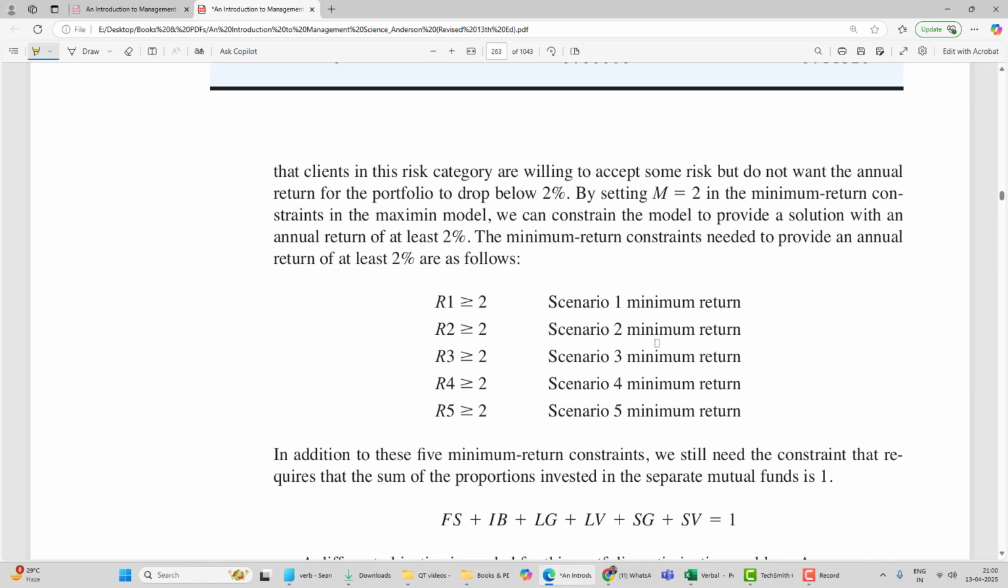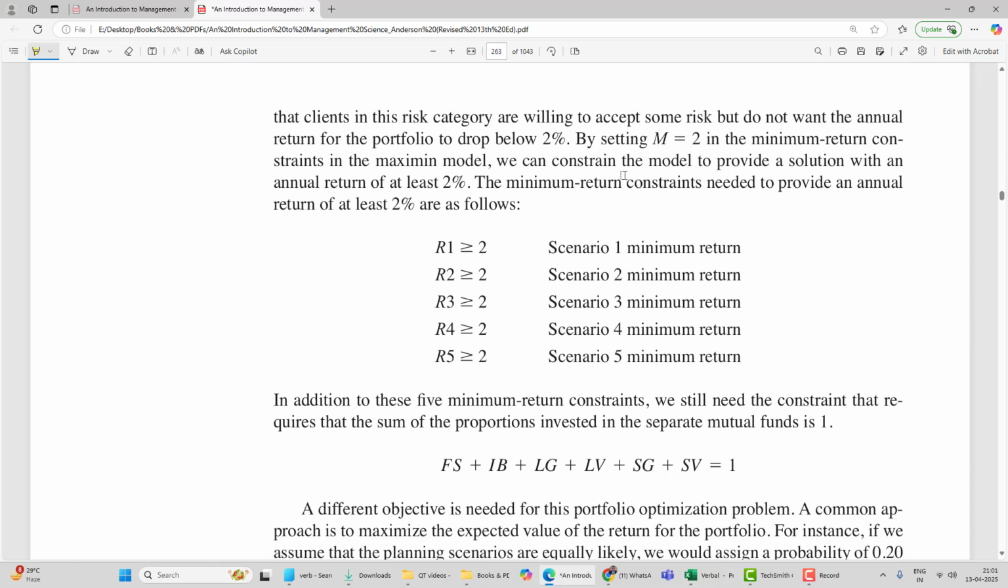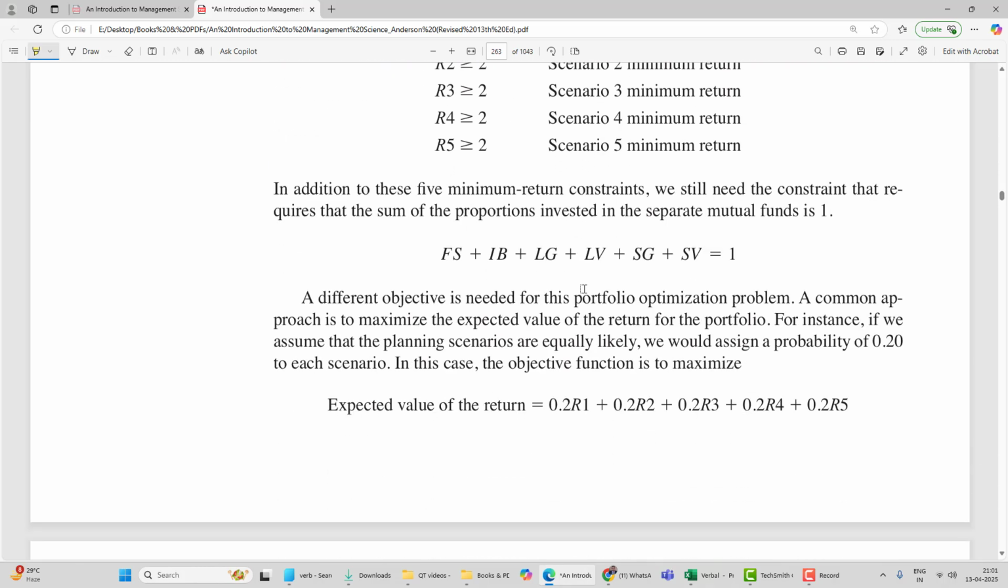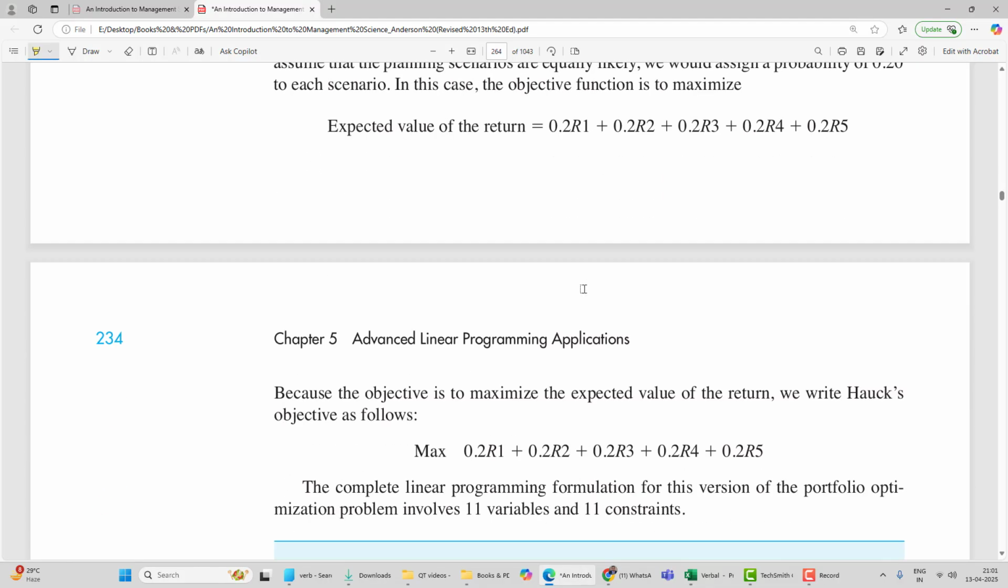And going further, if the investor is ready to take a little bit more risk, he can say, okay, I want a little more returns, but I don't want to go below 2%. So by setting m equal to 2 as the minimum return constraint in this maximization model, the model will get converted into something like this.